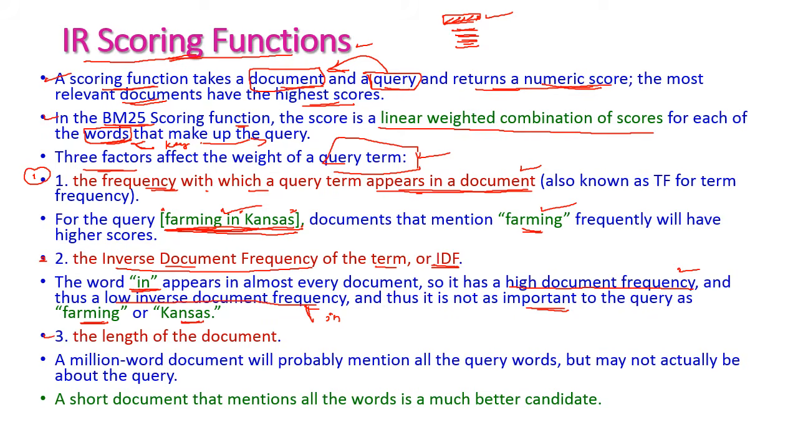And the third one, the length of the document. See which document will be displayed, either the infinite word document or the limited word document. Here the most appropriate result is the short document that mentions all the keywords. The short document which contains all the keywords of the query will be a much better candidate when compared to a million word document.